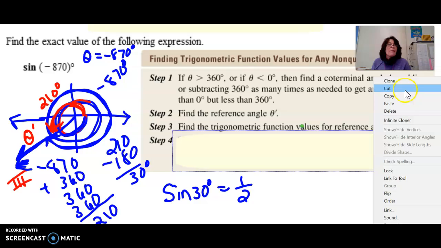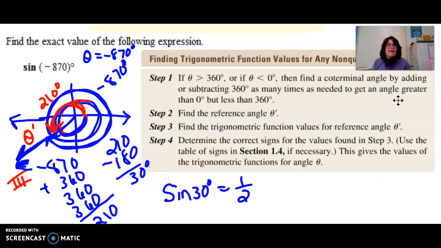Because then we have to think about, wait, is it a half or negative a half? So we have to determine the correct signs, S-I-G-N-S, not S-I-N-E, for the values, okay? So since I'm in quadrant 3, I know sine is negative down there, right? The y coordinate is negative in quadrant 3. So my answer is negative a half. And yes, go ahead. Your calculator will confirm that we did all this correctly.